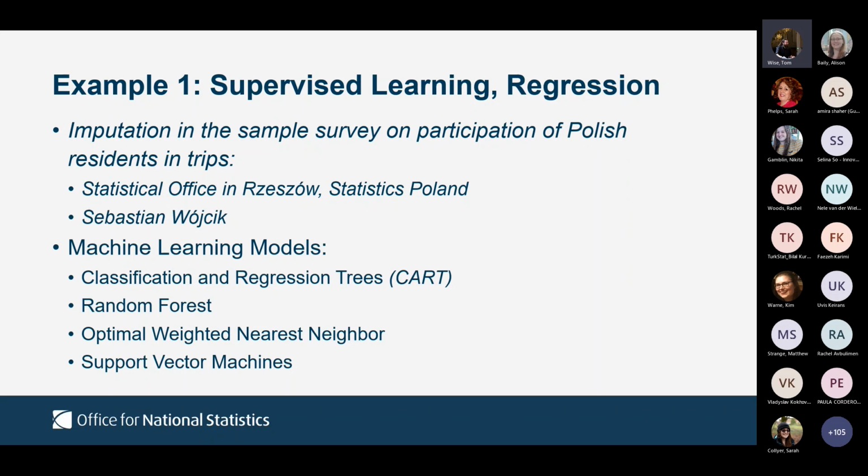Firstly, they used classification and regression trees, or the CART family, in brackets, because I'm aware that no one's actually seeing me live other than Alison and Sarah. Random forest techniques, optimal weighted nearest neighbors, and support vector machines.